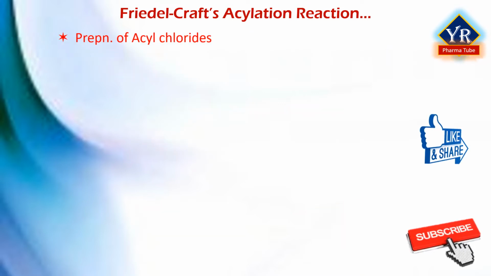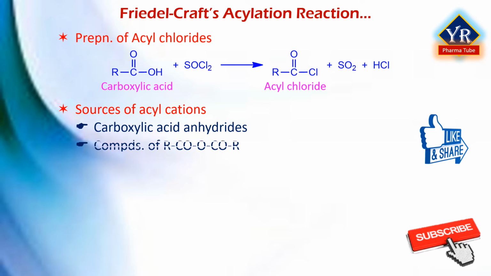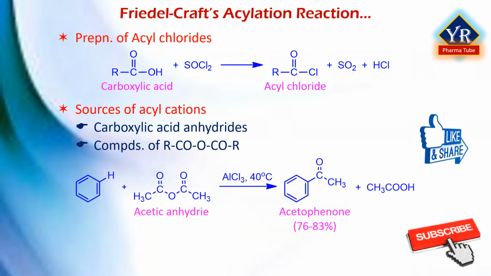As discussed, acyl chlorides are readily prepared from carboxylic acids by reaction with thionyl chloride. Carboxylic acid anhydrides, compounds of the type RCOO-COR, are also sources of acyl cations, and in the presence of aluminum chloride, acylate benzene. One acyl unit of an acid anhydride becomes attached to the benzene ring and the other becomes part of a carboxylic acid.